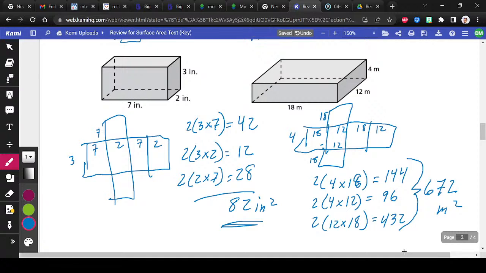So this is the first group of the rectangular prisms. Next video will handle the second group, the triangular prisms.